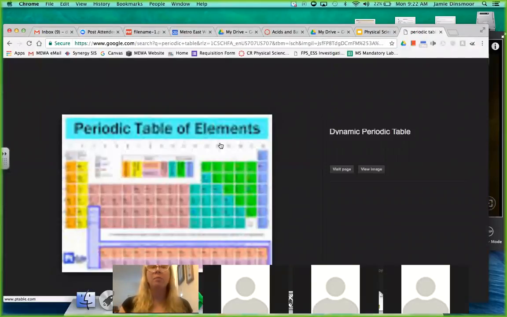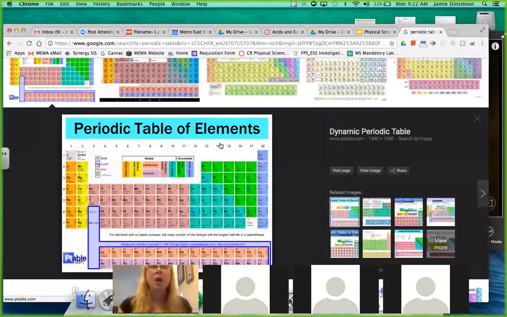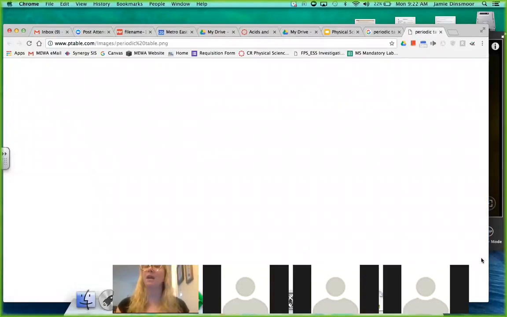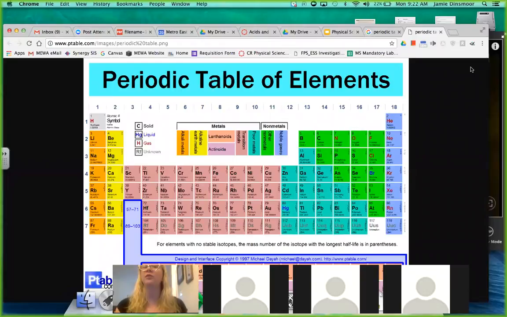All right, if we look at a periodic table of elements, we see calcium is in the second row, which means how many valence electrons does calcium have?